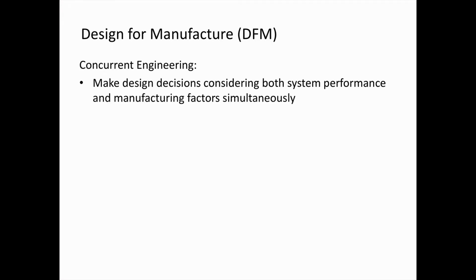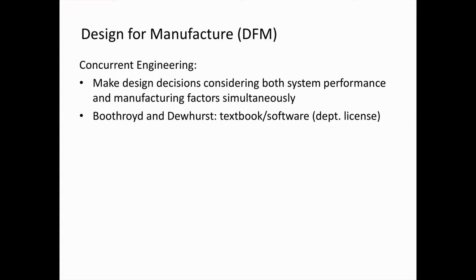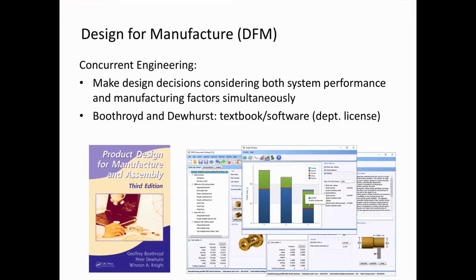Let's talk about design with threaded fasteners. First, design for manufacture. There's a concept called concurrent engineering where we need to look at design decisions regarding both system performance and how we're going to manufacture the system simultaneously. Boothroyd and Dewhurst have both a textbook and software that helps with design for manufacture. Here's an image of the textbook. Here's a screenshot of the software. This software helps engineers to determine how design decisions impact both cost and manufacturability.